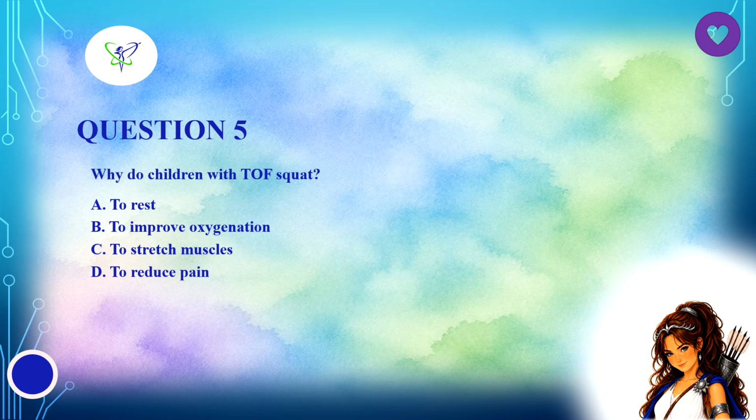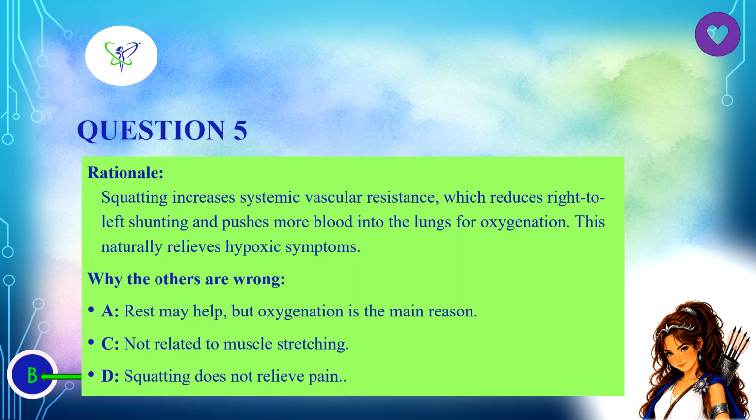Question 5. Why do children with Tetralogy of Fallot squat? Is it to rest, improve oxygenation, stretch muscles, or reduce pain? I'm going to say B, improve oxygenation. The rationale is squatting increases systemic vascular resistance, which reduces right to left shunting and pushes more blood into the lungs for oxygenation. This naturally relieves hypoxic symptoms. The others are wrong because rest may help, but oxygenation is the main reason. C is not related to muscle stretching, and squatting does not relieve pain.